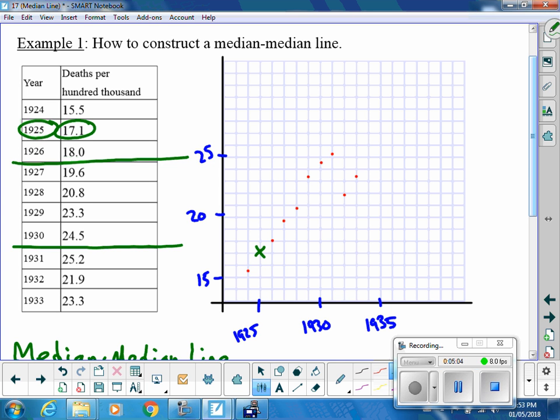For the next group, I've got 4 years. So the middle would be halfway between 1928 and 1929, so that is going to be 1928 and a half. On the other side, my numbers happen to be in order, so my median is going to be halfway in between 20.8 and 23.0.